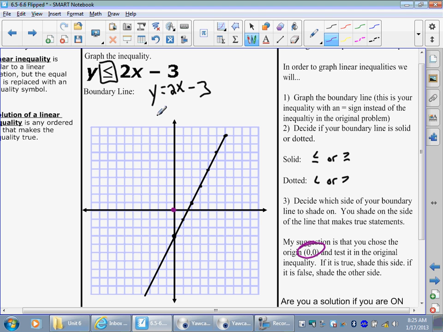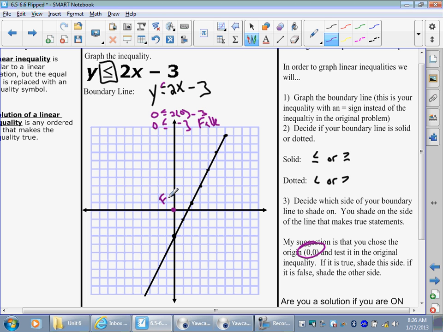So if I say 0, because that's the y value, equals 2 times 0, which is the x value, minus 3. So I get 0 equals, or I'm sorry, I wanted my original problem. Sorry, this should have been greater than or equal to. All right? 0 is greater than or equal to -3. Is that true or false? Well, that's actually false.